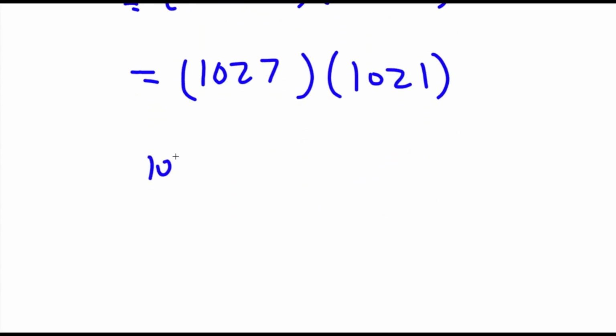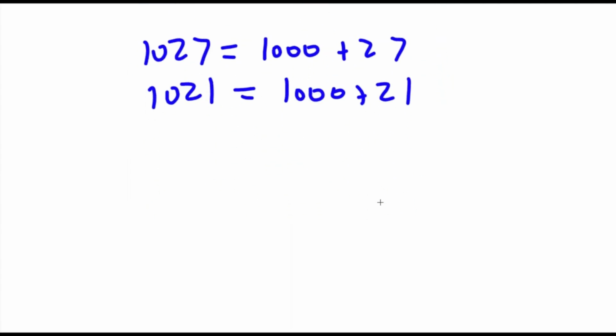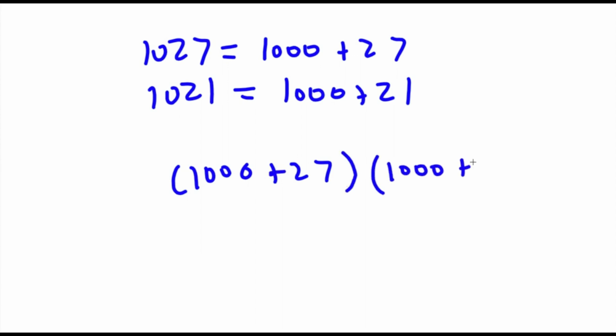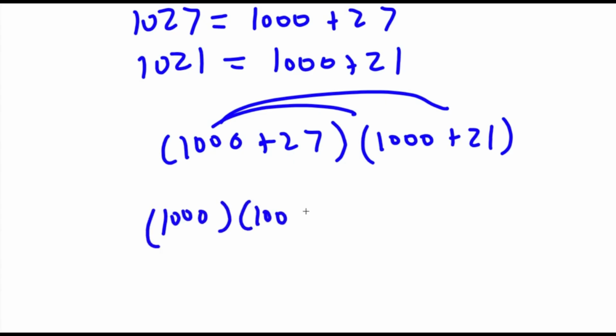Now, 1027, this is equal to 1000 plus 27, and 1021, this is equal to 1000 plus 21. So now if I substitute these values in, I get 1000 plus 27 times 1000 plus 21. Now to solve this, I have to first distribute, so let me distribute the 1000s. So I have 1000 times 1000 plus 1000 times 21.